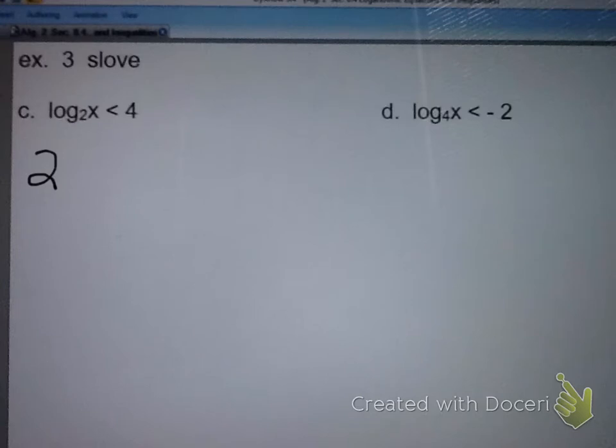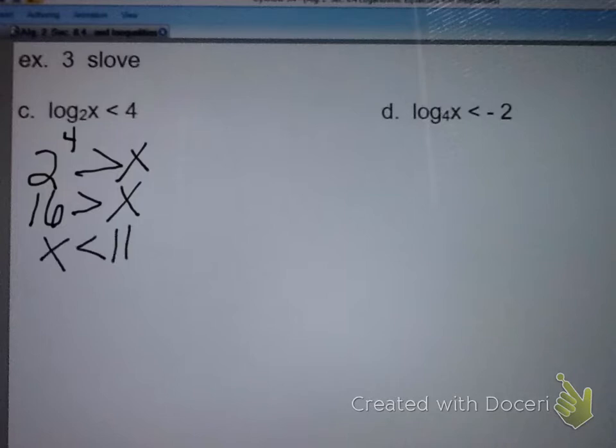Example 3c, solve. Put this in exponential notation. That's 2 to the 4th power. Again, we're going to flip the inequality to say greater than x. 2 to the 4th power is 16 is greater than x. We're going to flip this around to say x is less than 16.